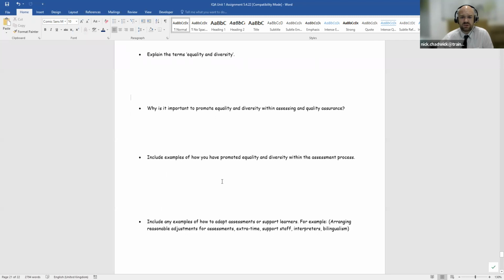So we would like for you to think about why is it important to promote equality and diversity within assessing and quality assurance, of course, to promote fairness, to challenge any direct or indirect discrimination as well, and also to make the learner feel comfortable within the assessment process, to help them to achieve their qualification. Ultimately, we're there to be a supporter.